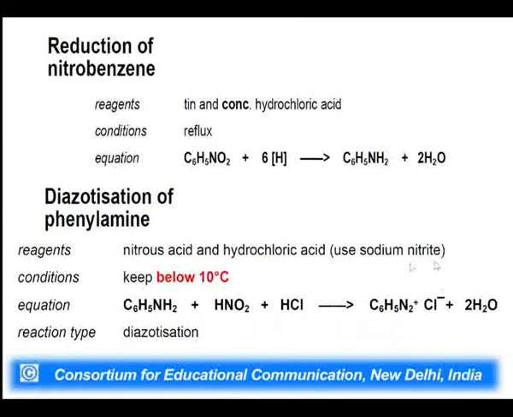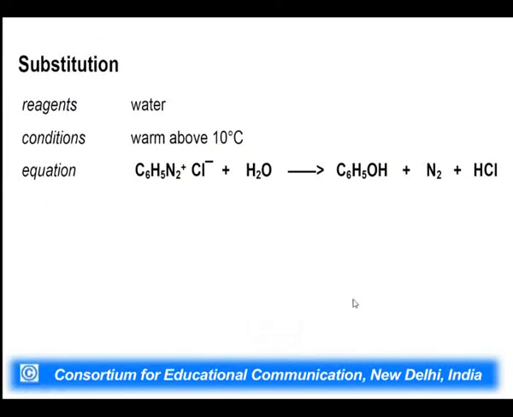This is a diazotization reaction, and these diazonium chloride salts can now be used at 0 to 5 degrees with phenol or substituted phenols to form azo dyes. If we now warm this mixture above 10 degrees with water, this results in the formation of phenol along with elimination of nitrogen.